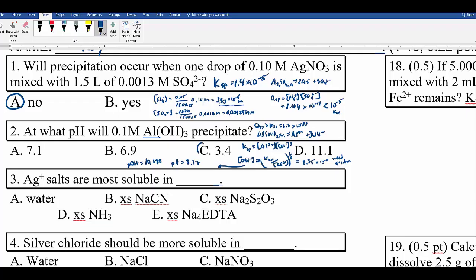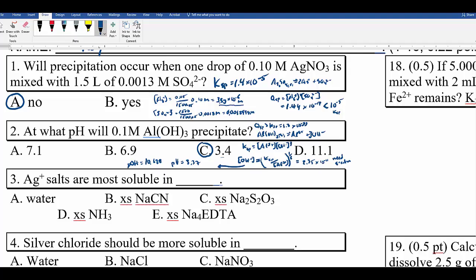And so this one, we need more. Or we could just say, the pH is above 3.37, which is going to give you more hydroxide, and we'll see it precipitate. And so this is the pH that's required for precipitation.